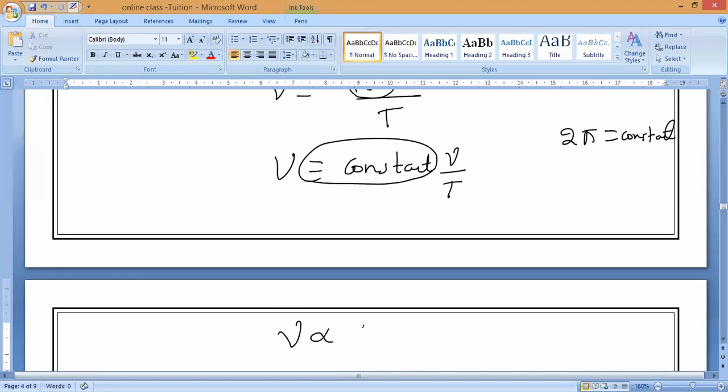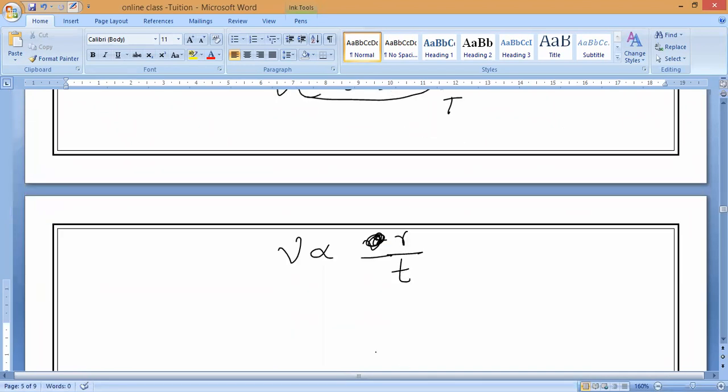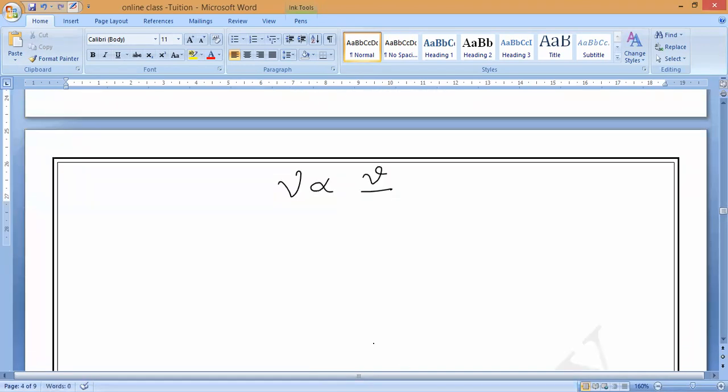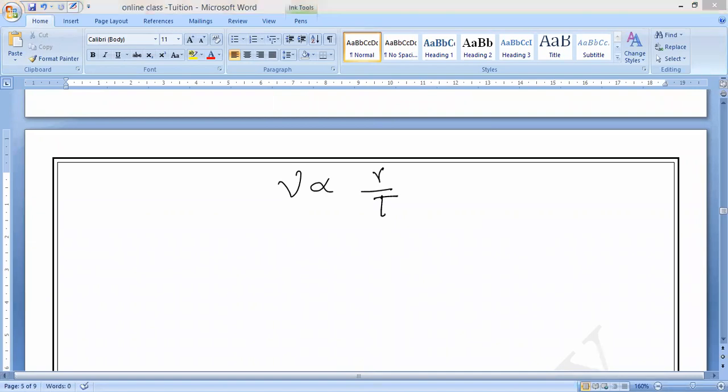V is directly proportional to R by T. Is it yes or no, guys? Yes, sir. That is R by T. Clear? Till here, any doubt? So observe very carefully. V is directly proportional to R by T. Any doubt till here?